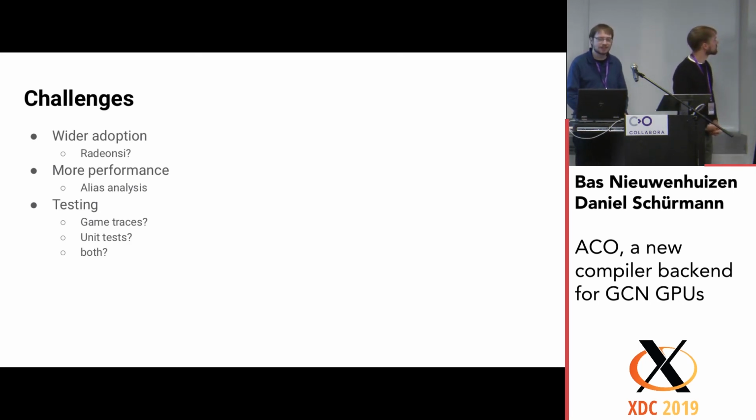One thing that we really need to take a good look at is testing. Our experience with LLVM has shown that the unit tests don't have good coverage of what you really want to work. Game traces don't have good generalizability for making sure that the next game you didn't test yet also works. So what's the best trade-off here? Do we want both? It's really a question, and we really should figure this out.